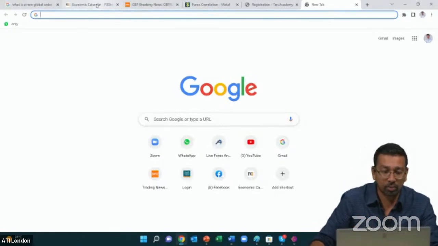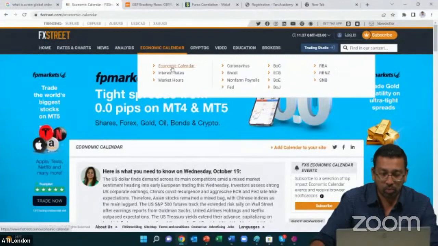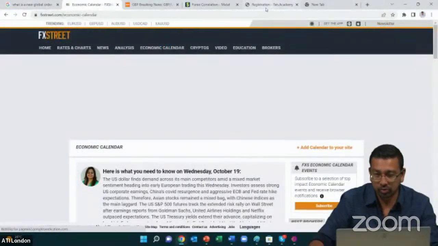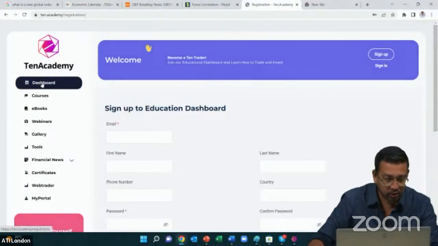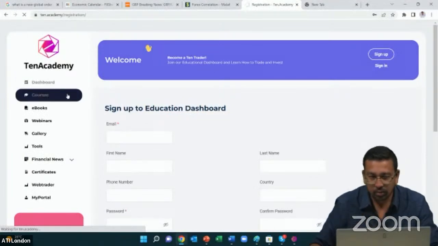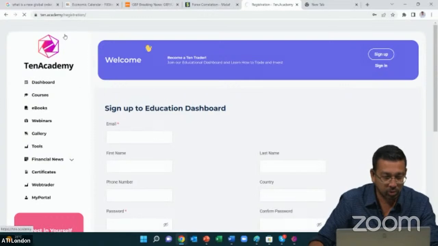So, for example, if we were on the economic calendar right here, because I think I've got my dashboard on the 10 Academy. I've got a little bit of a glitch going on. Give me a second. Let me just see.